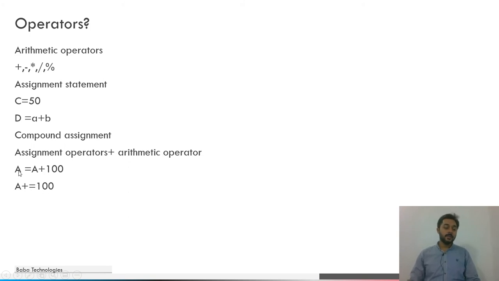Suppose in a there is already 10, for example, and 100 is added to a, so the result will be 110. If we want to multiply, the multiplication sign is used here, and a is multiplied by 100 and the value is assigned to a. It is the same case with minus, and the same case with division and the modulus operators.